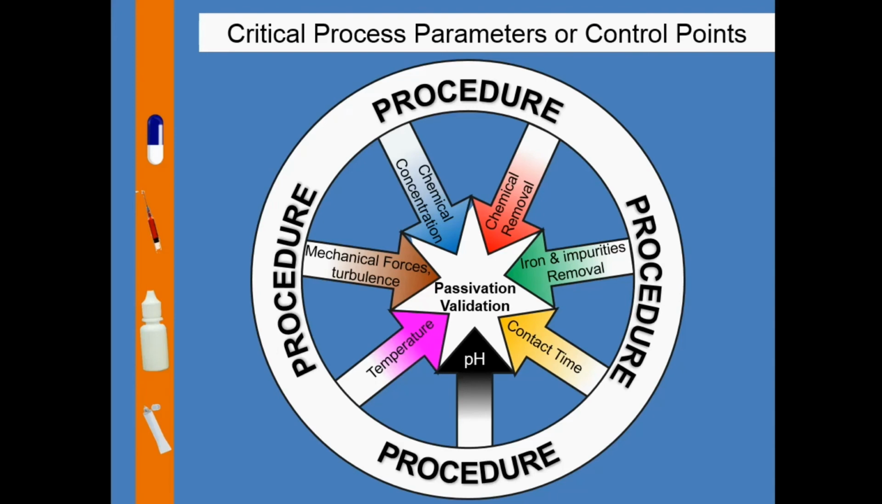Mechanical forces. Turbulence and impact forces can improve the cleaning process. These parameters are critical when there are particles that we want to remove. In those cases, we may need to use a flow meter or a jet nozzle following the manufacturer's recommendations.